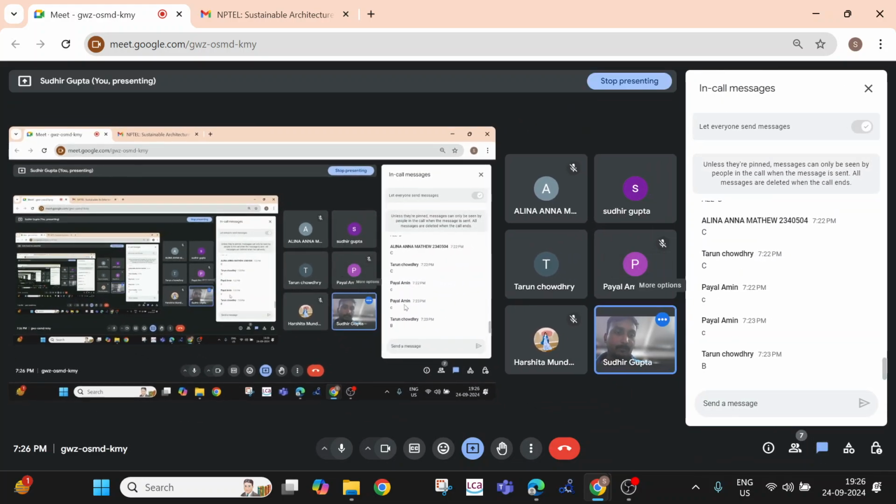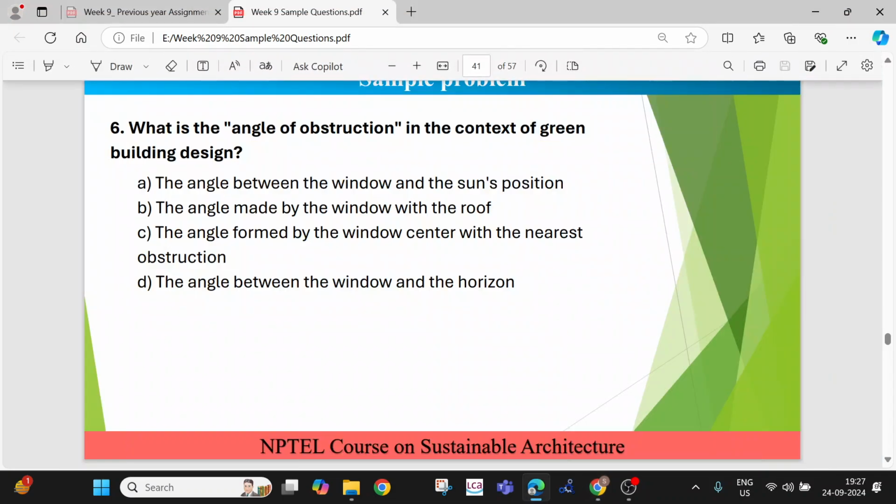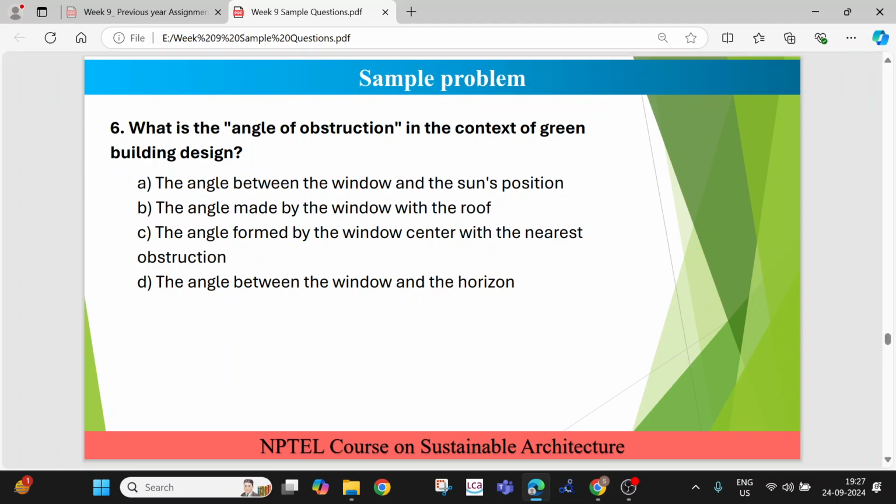So C, C, C, C, D. Initially everybody was moving towards C. Now Tarun is moving towards D. Fine. So option C is the right answer for angle of obstruction.